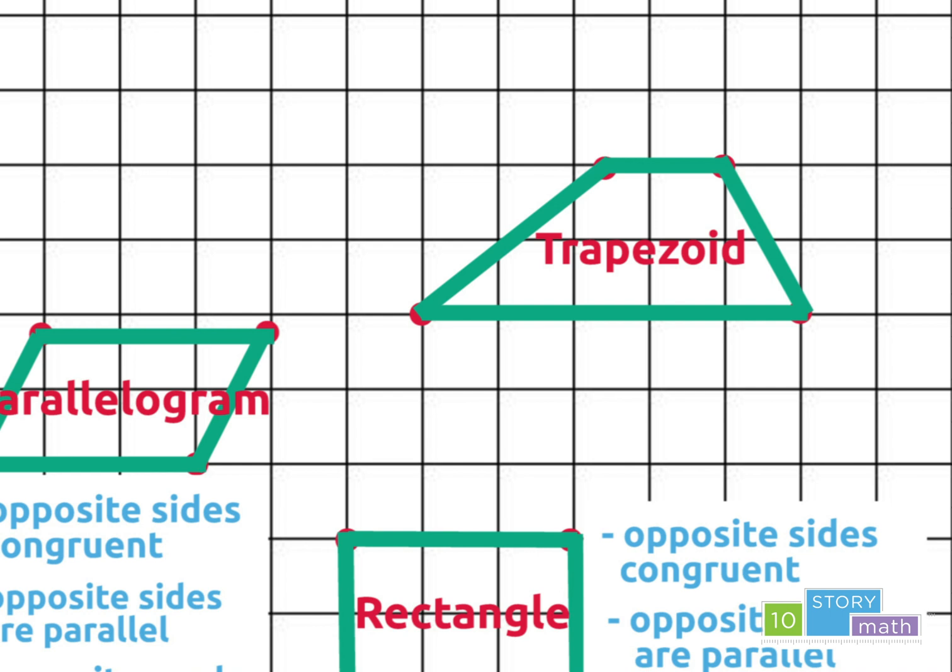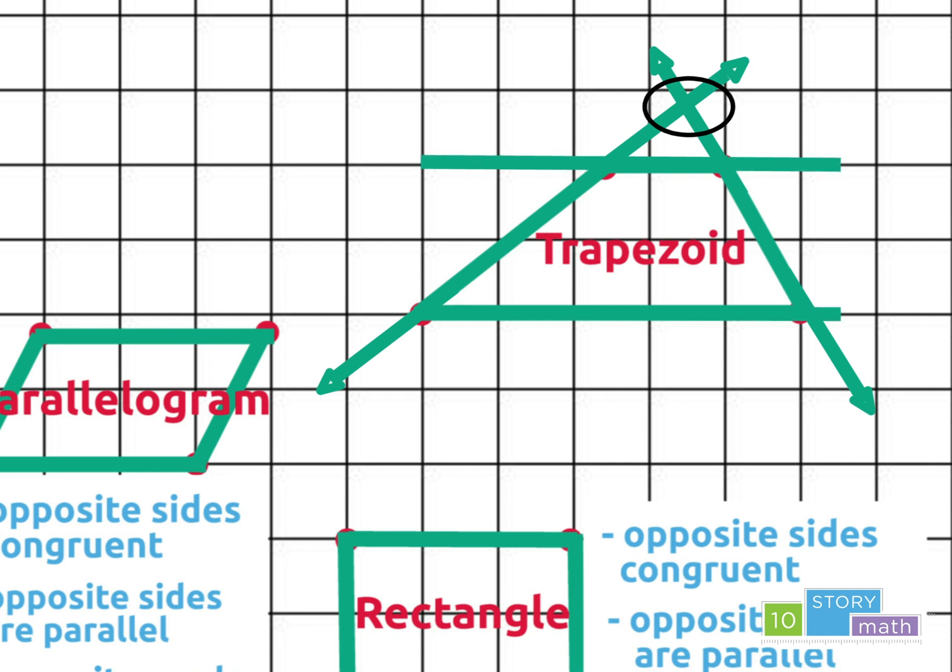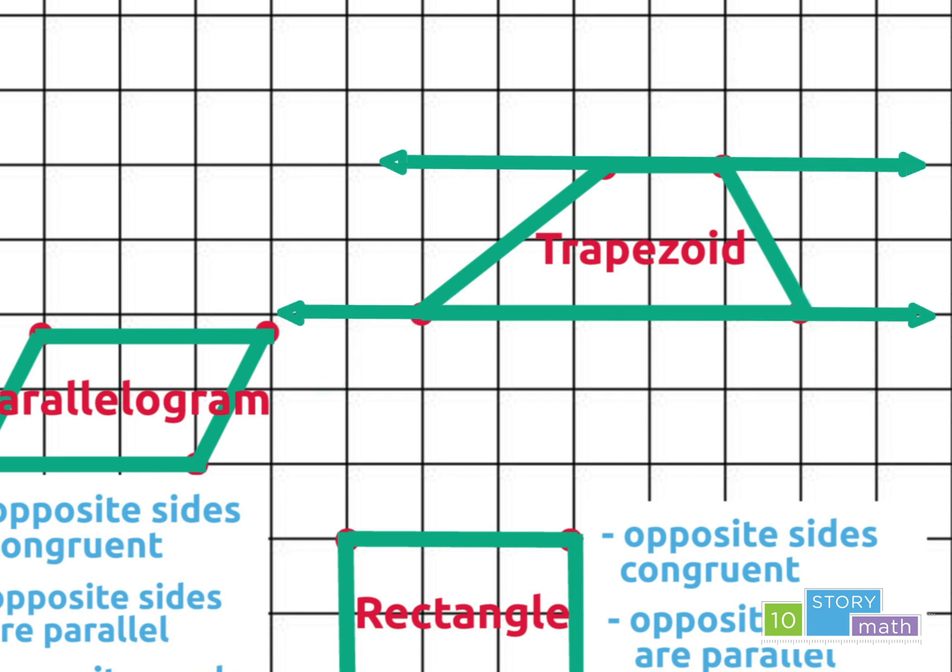So what does a trapezoid have? Notice how all of the sides aren't even parallel when I extend them out. Do you see how they intersect? Well, to be a trapezoid, all you need is one pair of parallel sides. That's it.